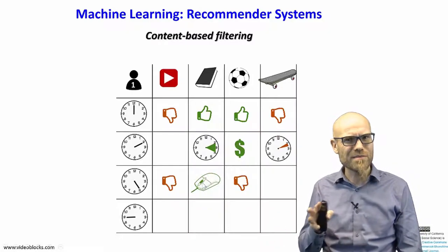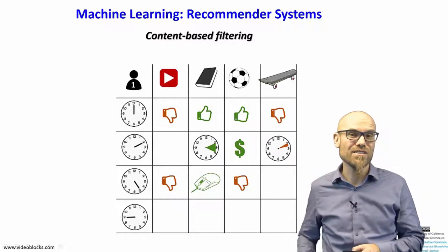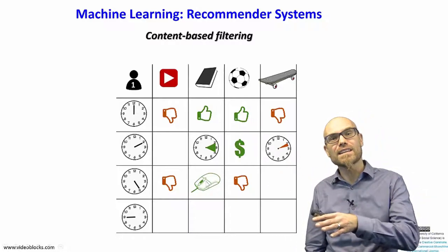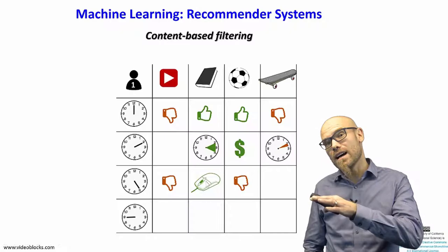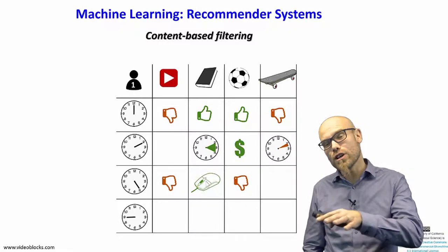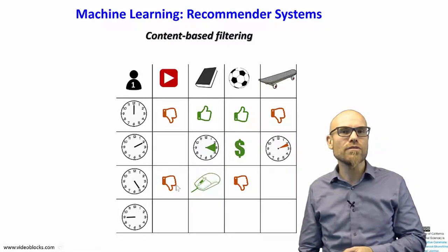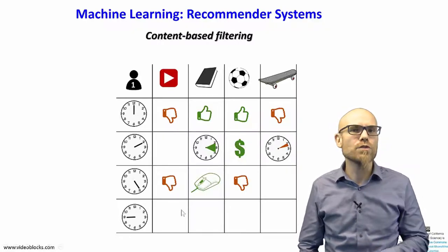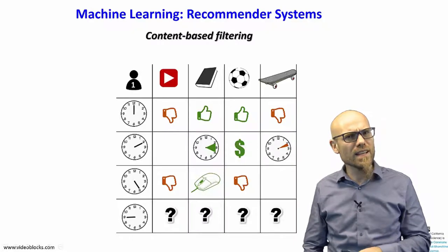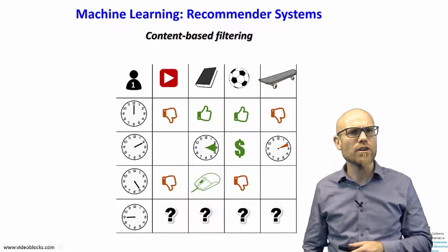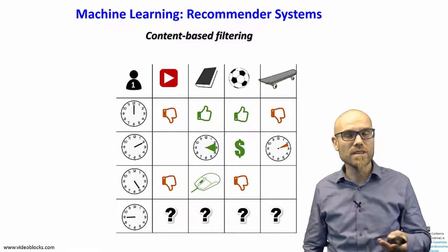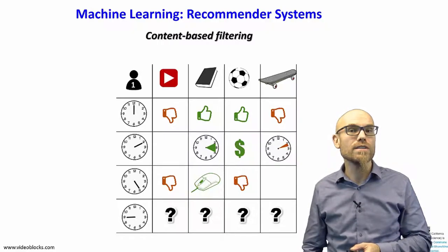There's a click stream, the famous click stream, or even how you move your mouse around can sometimes be monitored. And the click stream gives you a lot of information. You click around the books a lot, and you dislike the movie. So now the question is, what do we recommend to you? What do you think? Look at this pattern. What would you recommend to this client? The movie, the book, the soccer ball, or the skateboard?